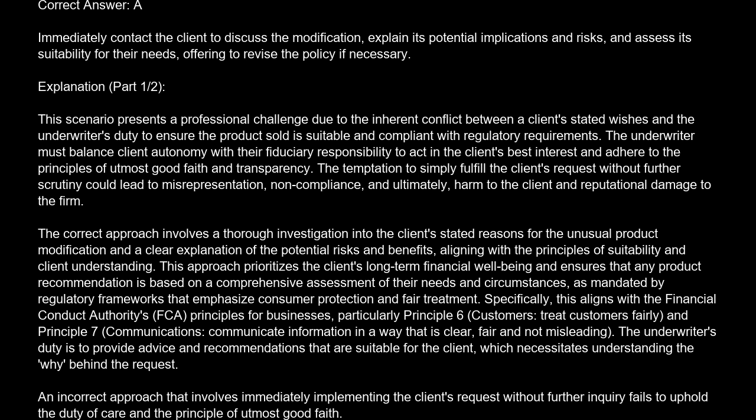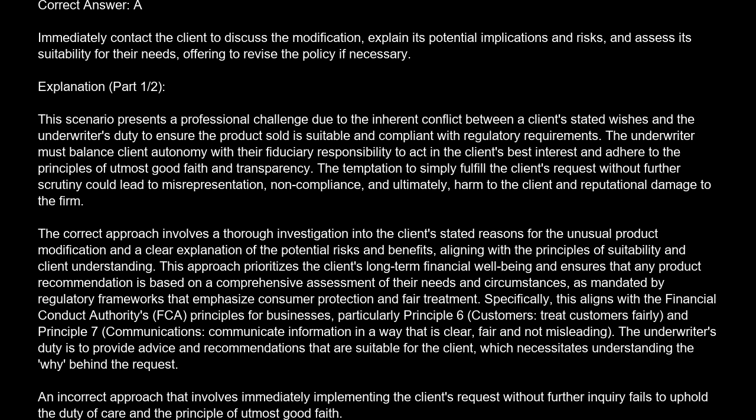Explanation. This scenario presents a professional challenge due to the inherent conflict between a client's stated wishes and the underwriter's duty to ensure the product sold is suitable and compliant with regulatory requirements. The underwriter must balance client autonomy with their fiduciary responsibility to act in the client's best interest and adhere to the principles of utmost good faith and transparency. The temptation to simply fulfill the client's request without further scrutiny could lead to misrepresentation, non-compliance, and ultimately, harm to the client and reputational damage to the firm.